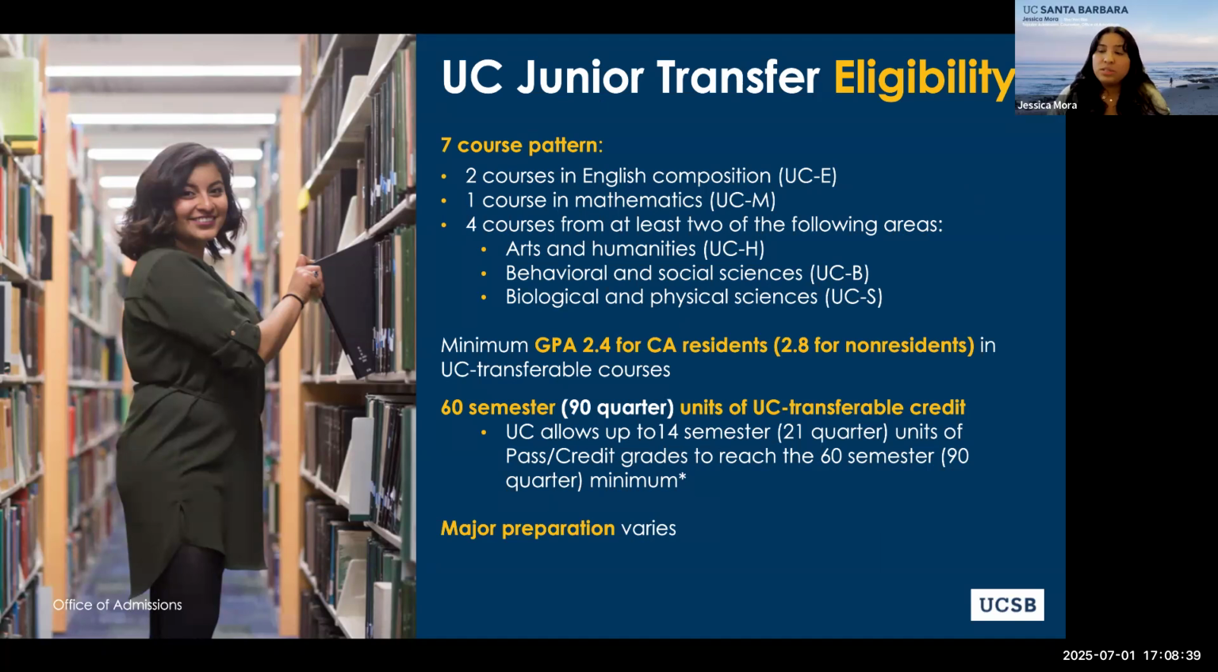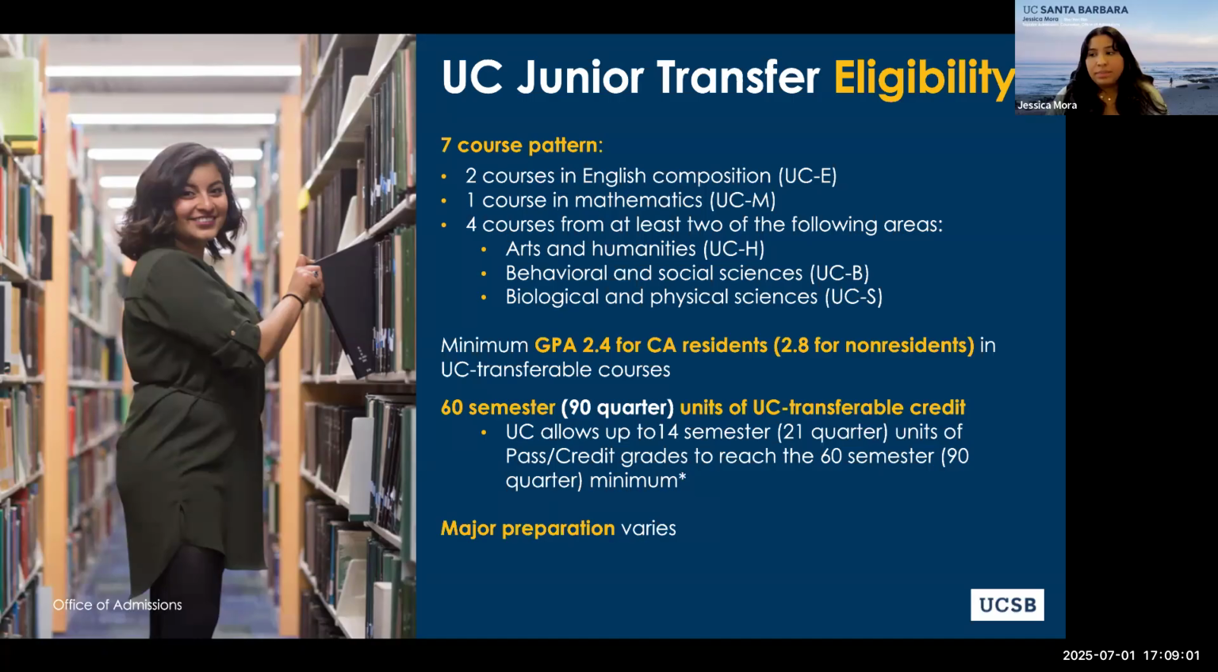For California residents, we do require a 2.4. We also require a 2.8 for non-California residents in your UC transferable coursework. And like I mentioned, we only admit students who are at the junior level transfer. So at least 60 semester units, 90 quarter units if you're coming from the quarter systems of UC transferable credit.